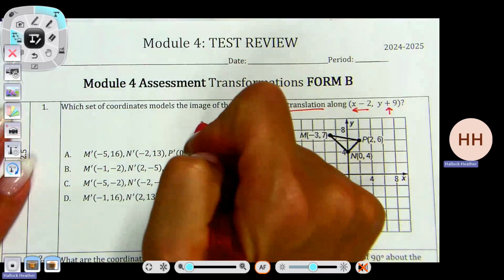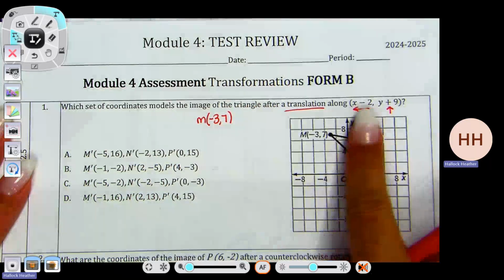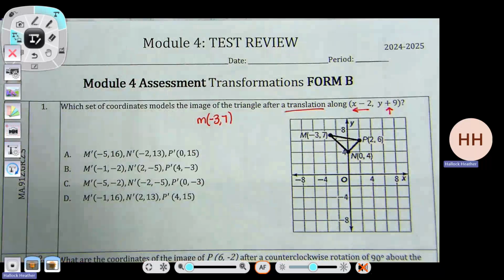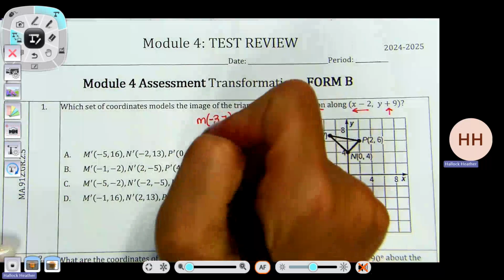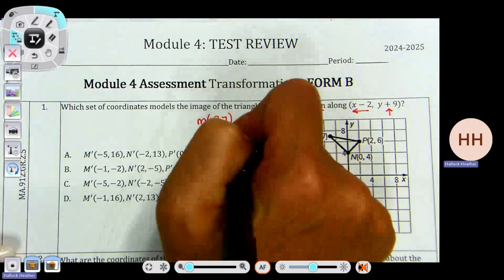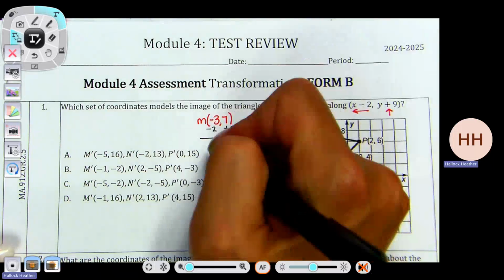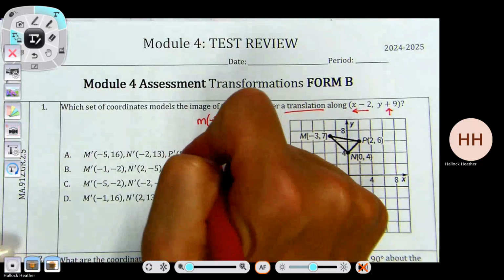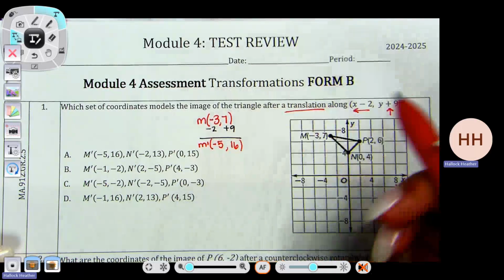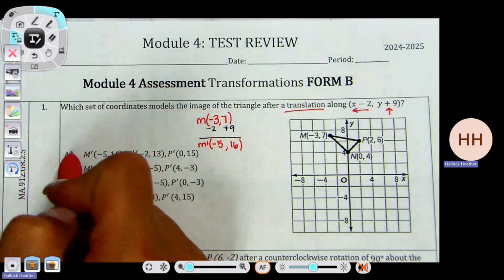If I take M, which is at -3, 7, and I use the math rule, minus 2 to x, so I'll kind of do it underneath it, and then I'm going to add 9 to y, where would it end up? -3 minus 2 ends up at -5. 7 plus 9 ends up making 16. So even if you just look at M, you could tell that A would be your answer.